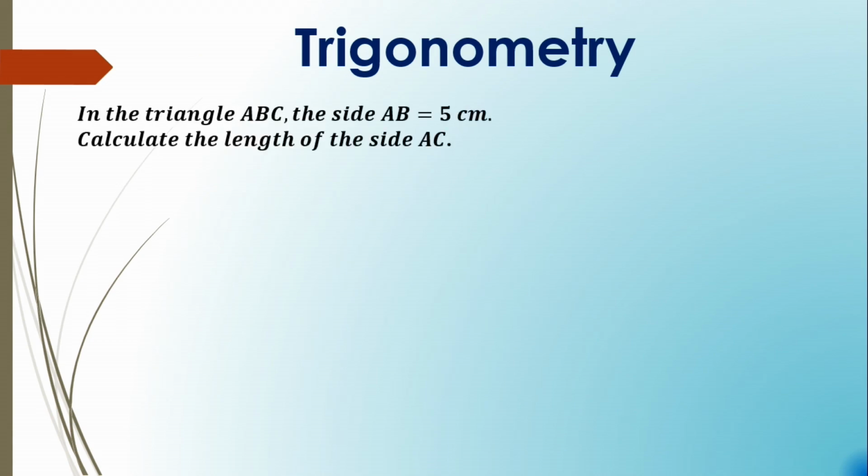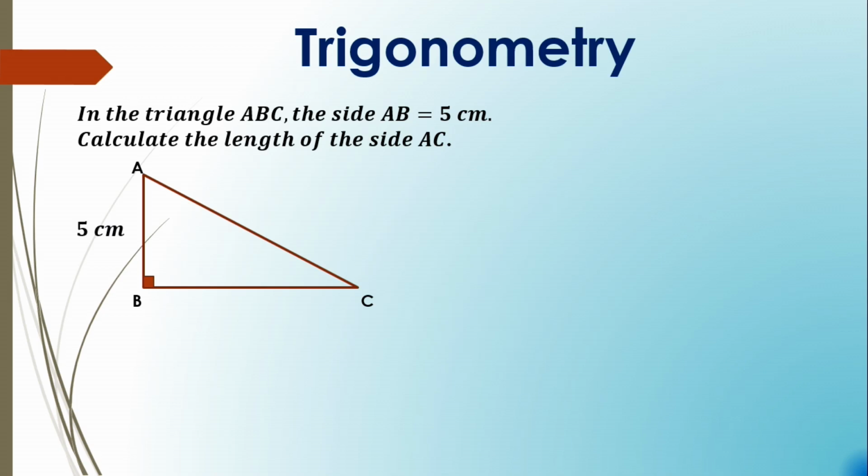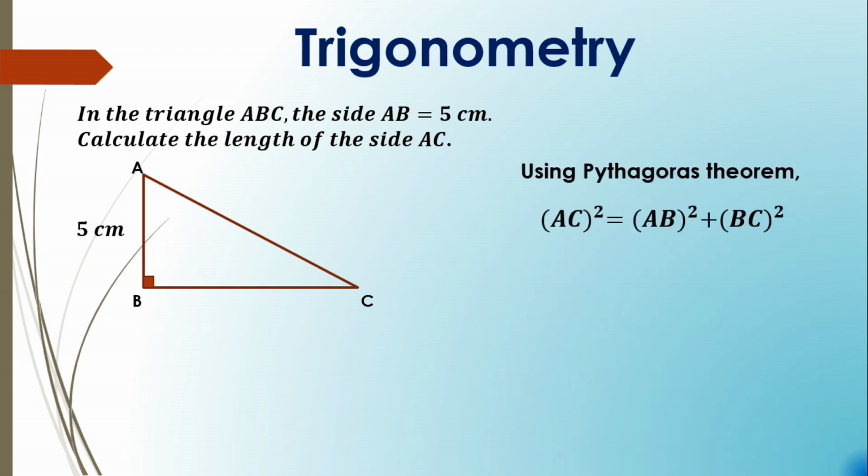Now, let's have a look at this example, where we have a triangle ABC and the side AB is given as 5 centimeters. Suppose now we decide to use the Pythagoras theorem to calculate the length of the side AC. So you will have AC square equal to AB square plus BC square. In this example, only the side AB is known, so we have AC square equal to 5 square plus BC square. In this equation, BC is not known.